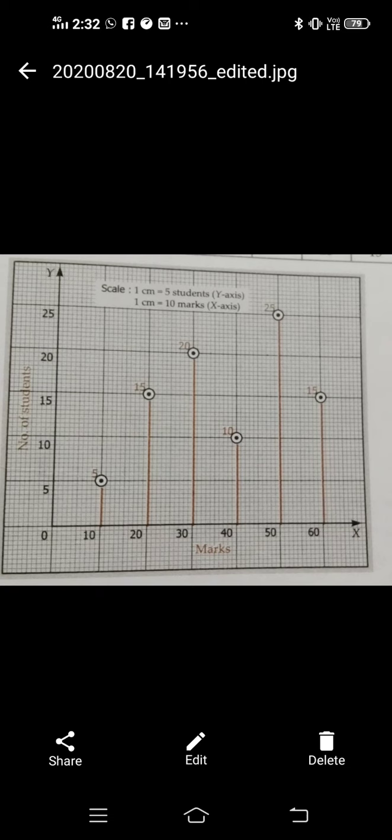So like this we are plotting on the graph paper, and this is a one-dimensional vertical straight line. Frequencies are plotted on the graph paper. So frequencies here are plotted in the form of vertical straight lines.